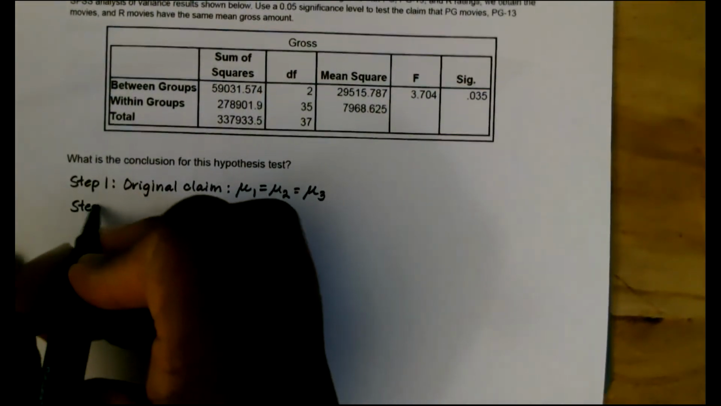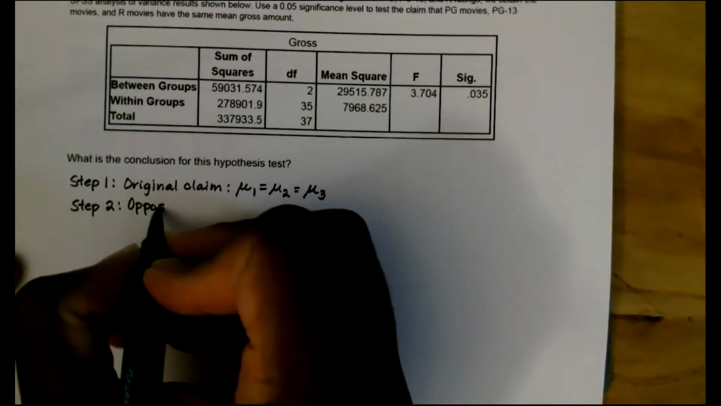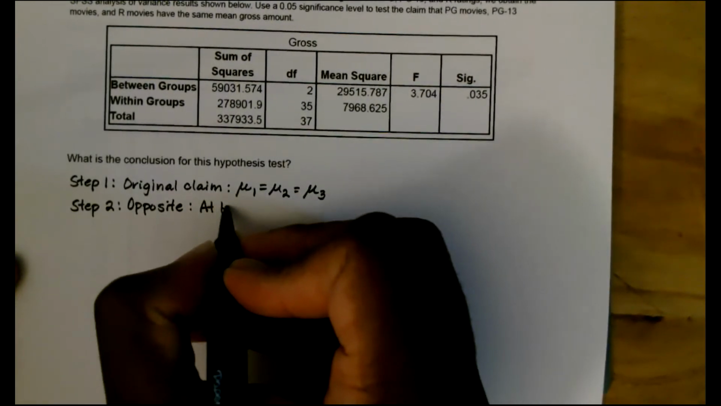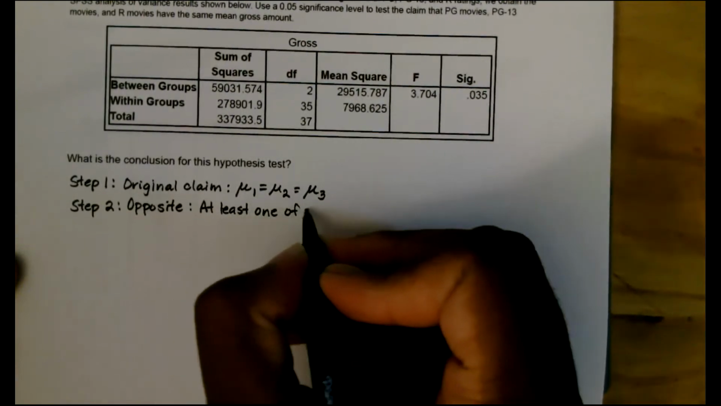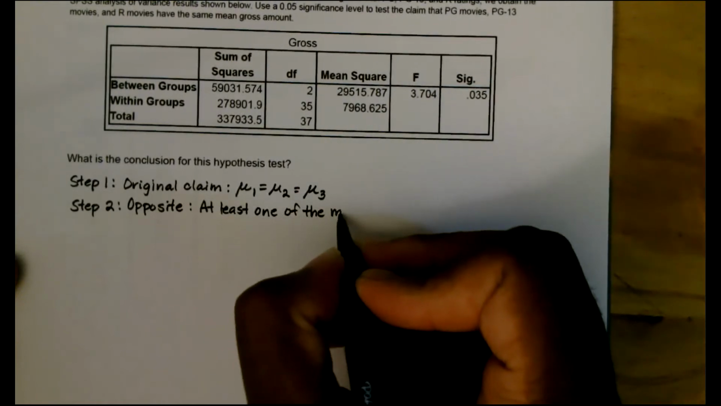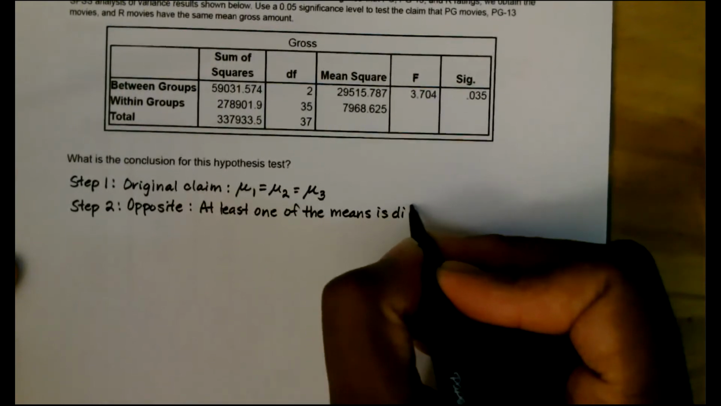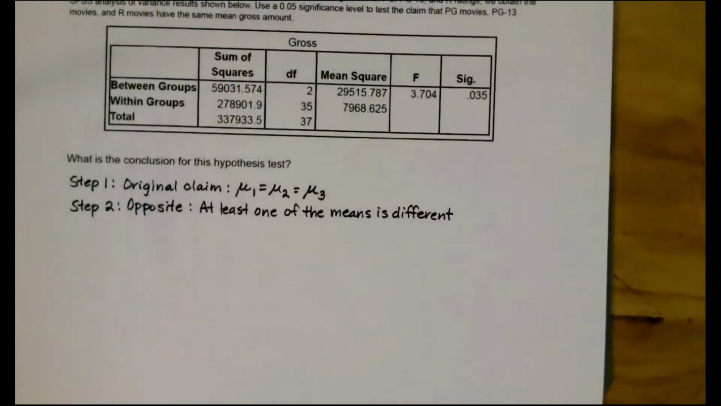Now, step number 2 is the opposite of the original claim. And in this case, the opposite would be this: at least one of the means is different. Because they don't all have to be different. We just only want one of the means to be different. That's enough for the opposite of the original claim.